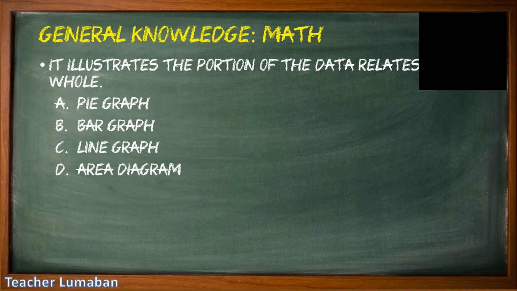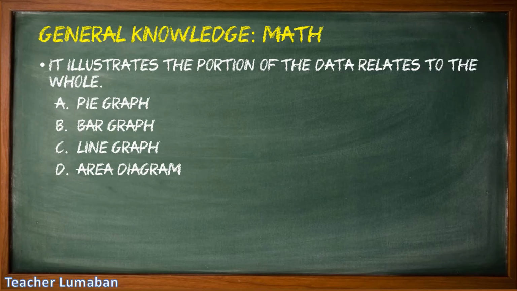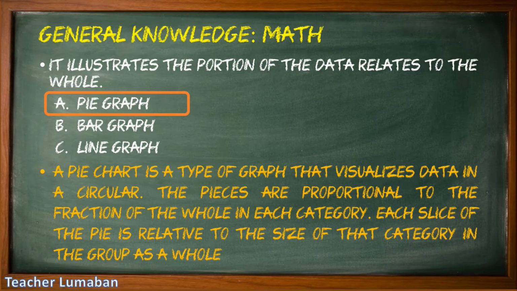The correct answer is letter A, pie graph. A pie graph illustrates the portion of the data relates to the whole. A pie chart is a type of graph that visualizes data in a circular form. The pieces are proportional to the fraction of the whole in each category. Each slice of the pie is relative to the size of that category in the group as a whole.